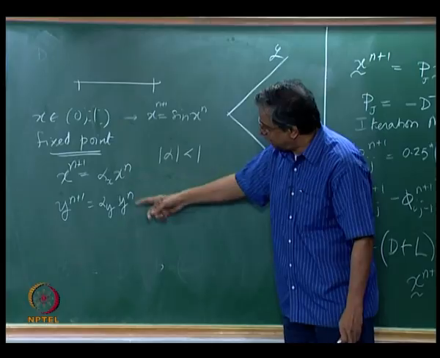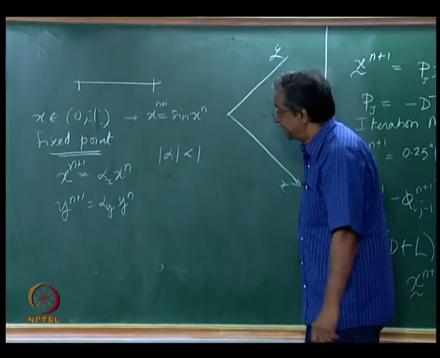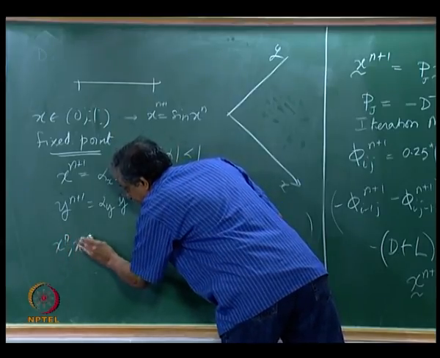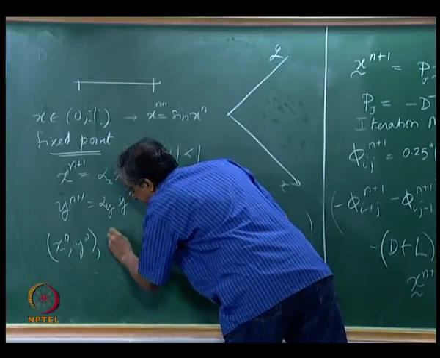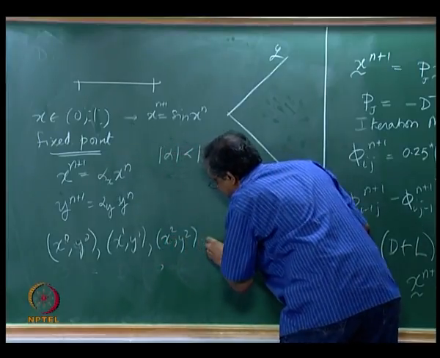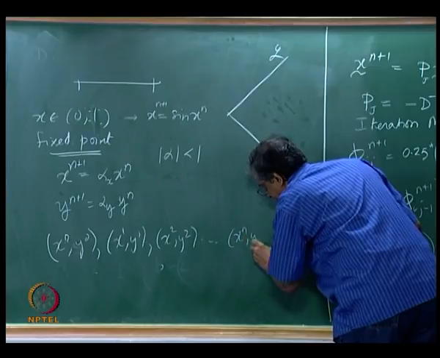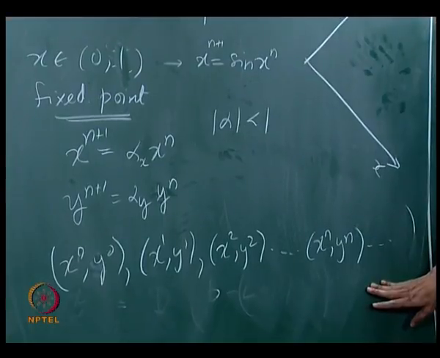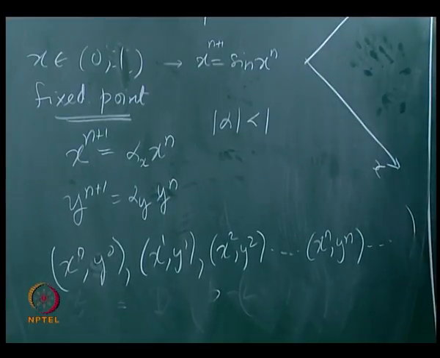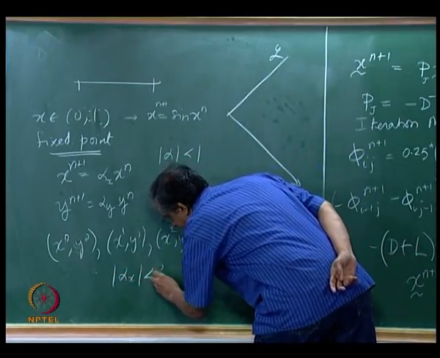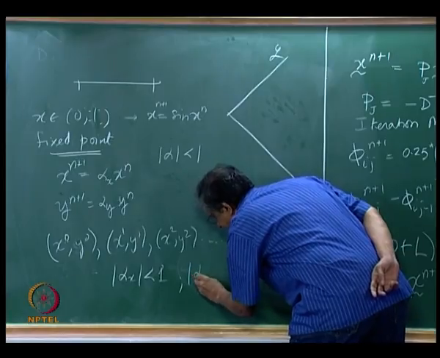So I can now generate iterates. I will generate a sequence x0 y0, x1 y1, x2 y2, up to xn yn. Am I making sense? And when do these converge? When do these converge? You want mod alpha_x less than 1 and you want mod alpha_y less than 1.